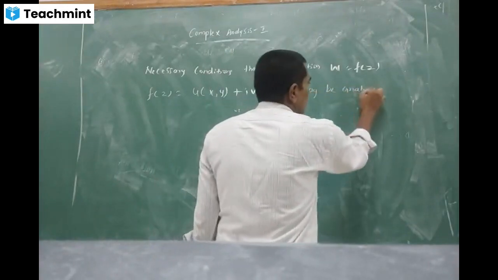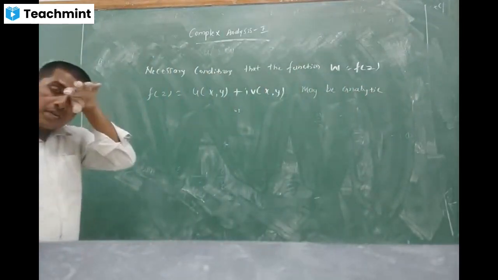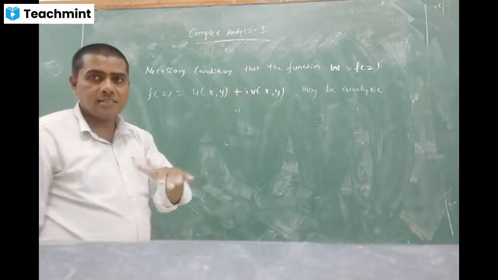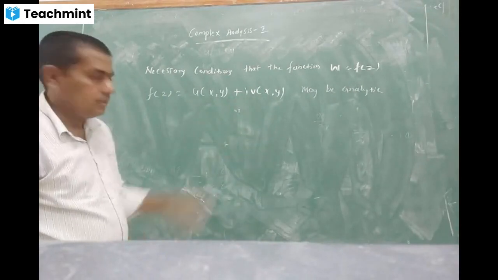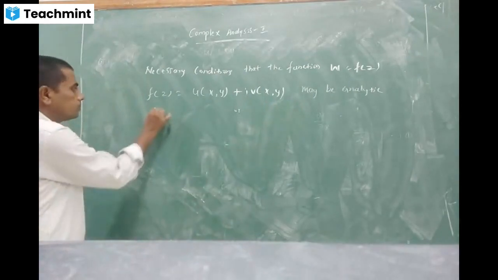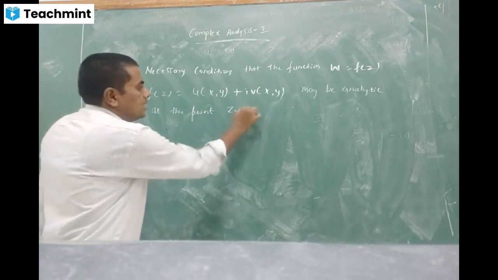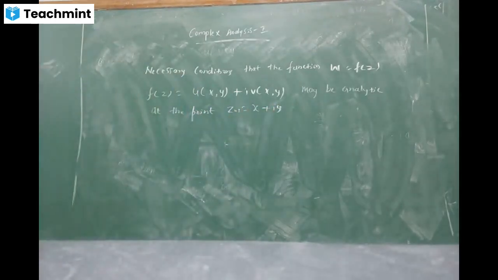From the definition of an analytic function, I already said the statement is there, but you try to analyze it like this only. It will be easy for you to proceed with the proof. It may be analytic at the point z is equal to x plus i y. Then what is an analytic function actually?